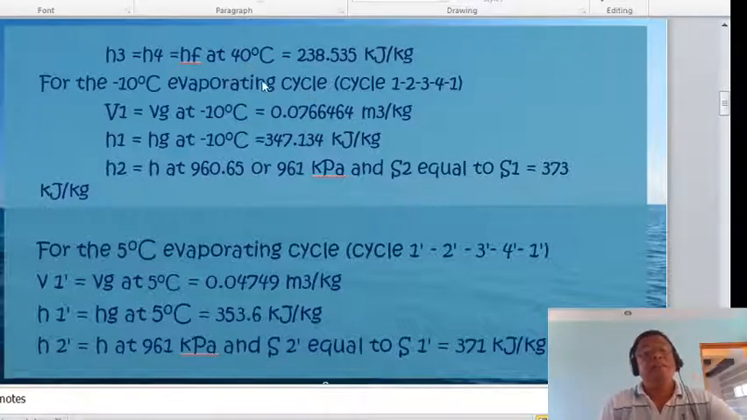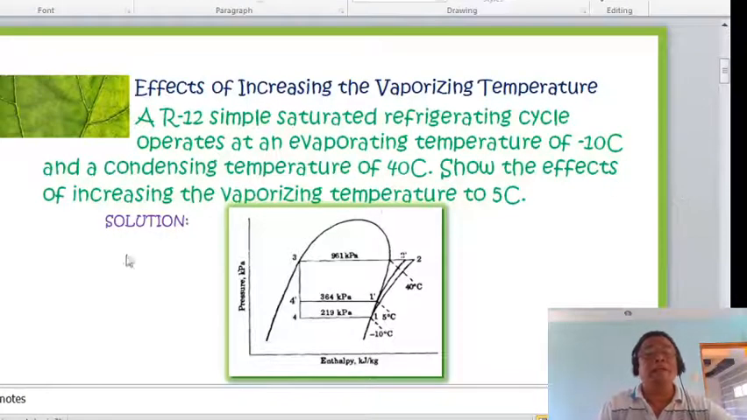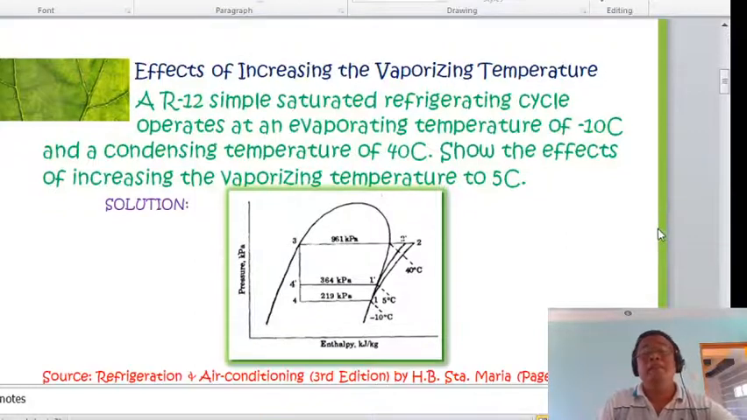Take note, class, that 3 and 4, if you look at the pressure enthalpy diagram, the condition of the refrigerant at 3 is in liquid state, but at 4 it is no longer liquid, it is now in a gaseous form. But the enthalpy, although there is a change in phase of the refrigerant, there is no change in the value of the enthalpy, class. Take note.